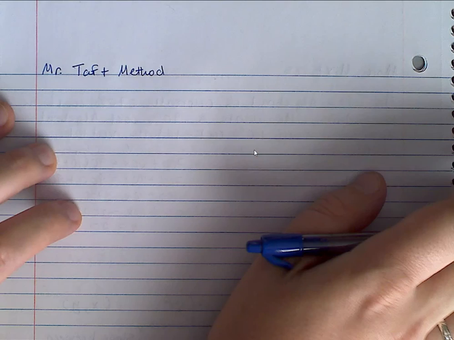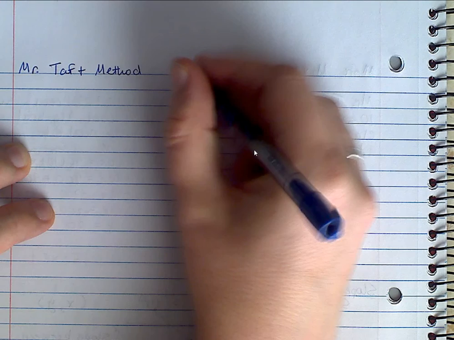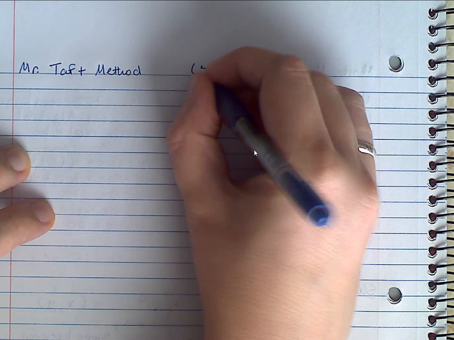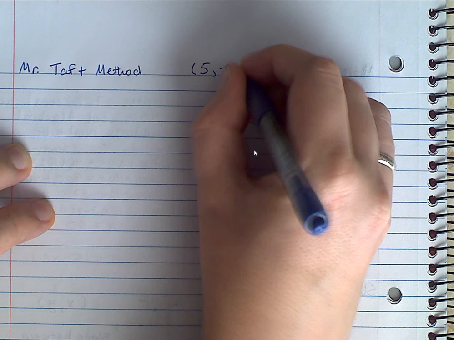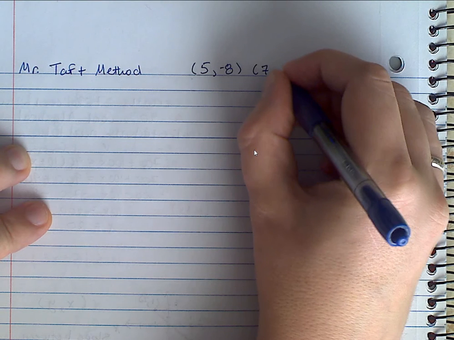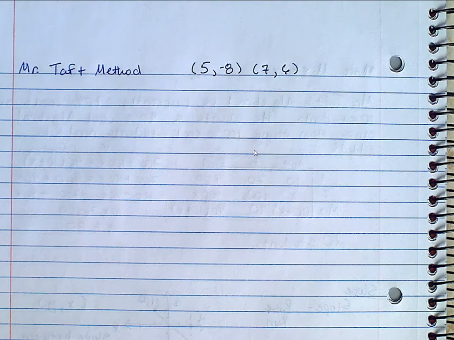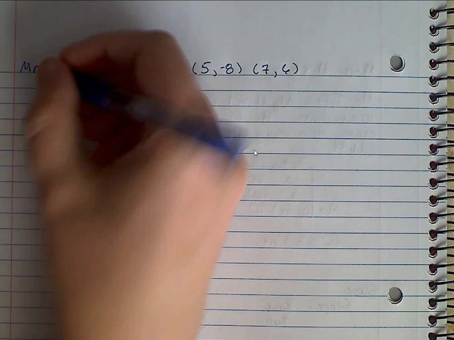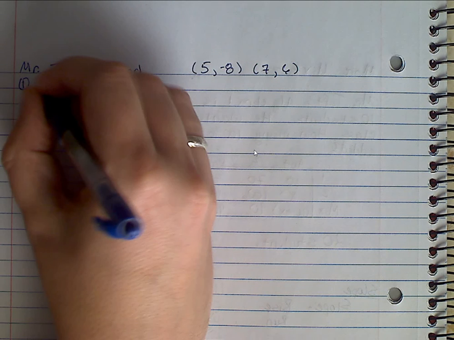The Mr. Taft method. So let's say we've got 2 points here. And the 2 points are 5, negative 8, and we'll do 7, 6. And I want to find the slope between these 2 points. So the Mr. Taft method is as follows. Step number 1, stack the 2 points.